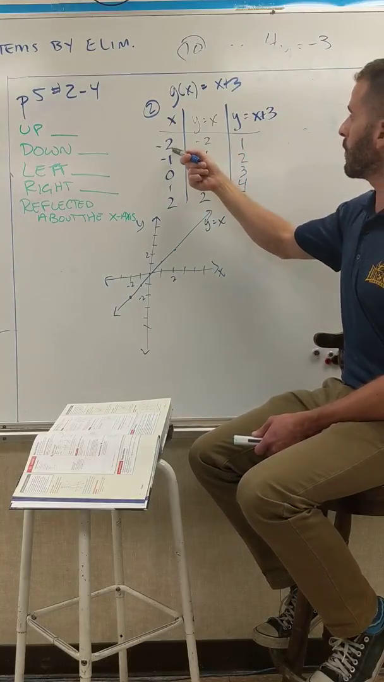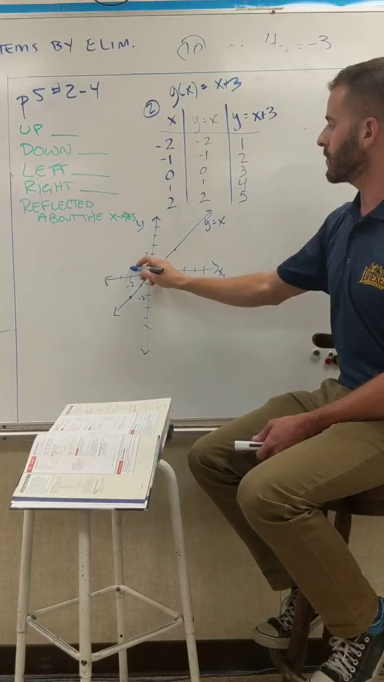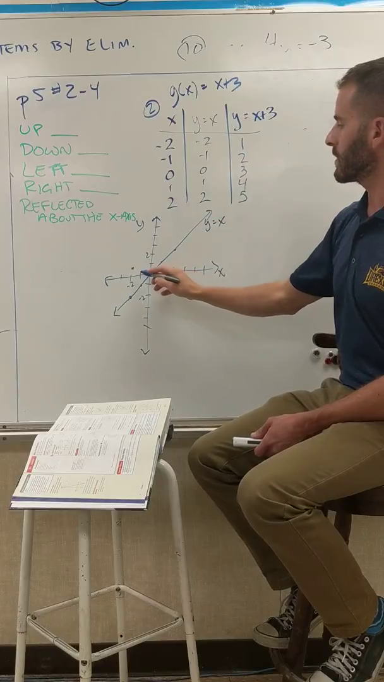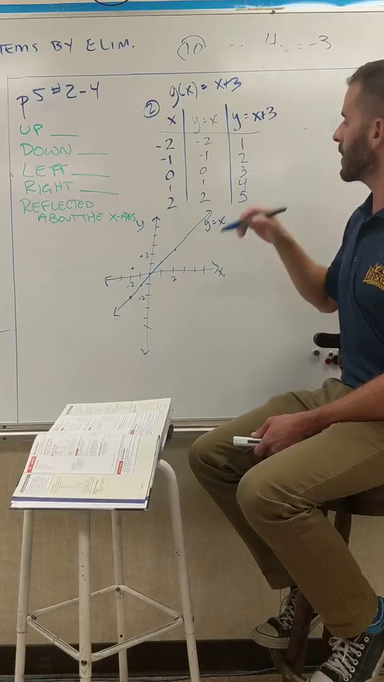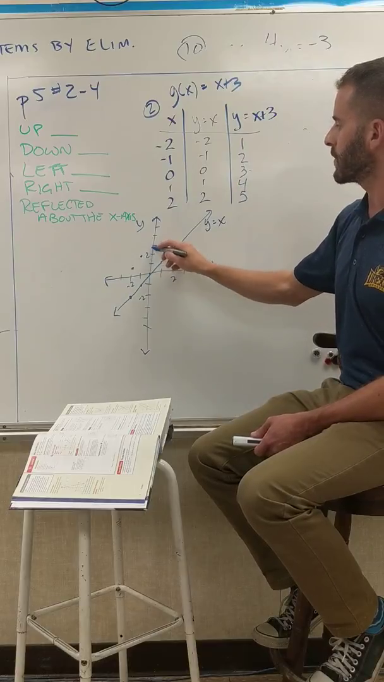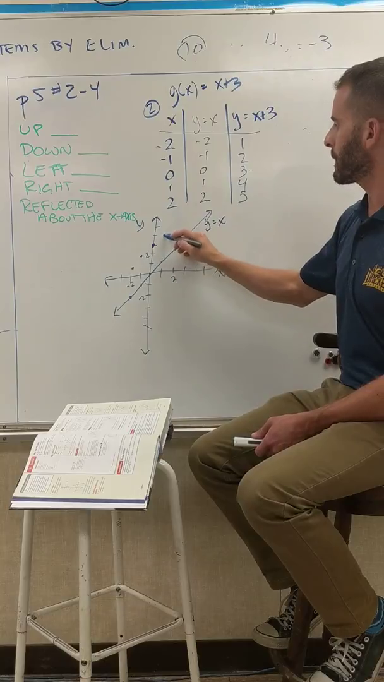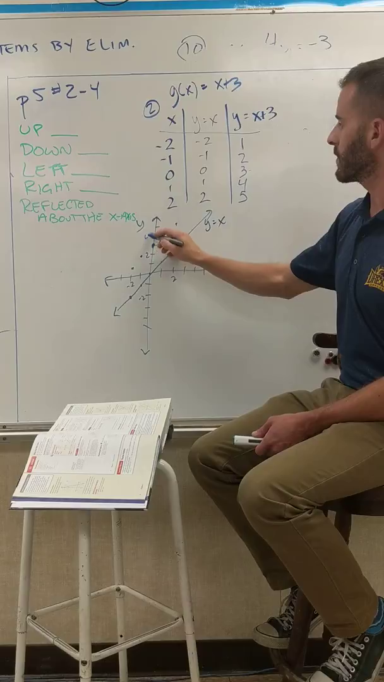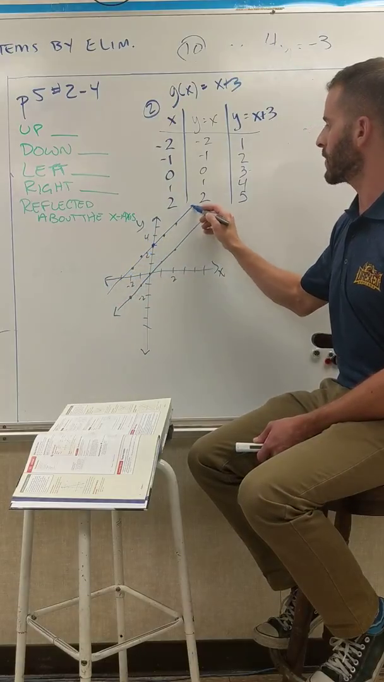So we have a point at -2, 1. So -2 on the x and 1 on the y, -1 on the x and 2 on the y, 0 on the x and 3 on the y. 1, 2, 3. 1 on the x, 4 on the y, and 2 on the x, and up 5. And here is the question.